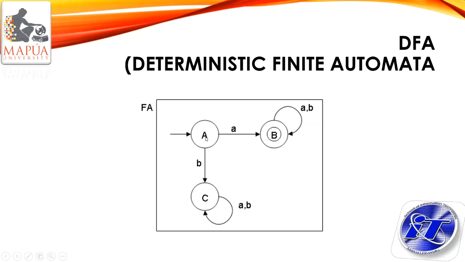So if A encounters A, it will go to B. If A encounters B, it will go to C. While in B, any values will just loop within the final state. For C, any value of A or B will loop within C.